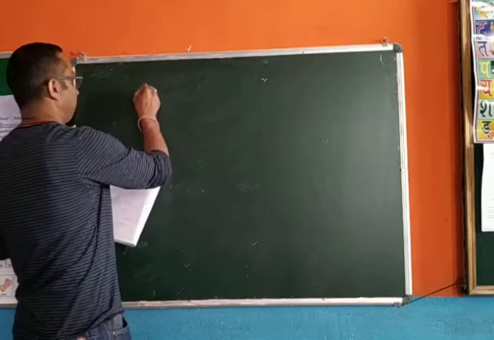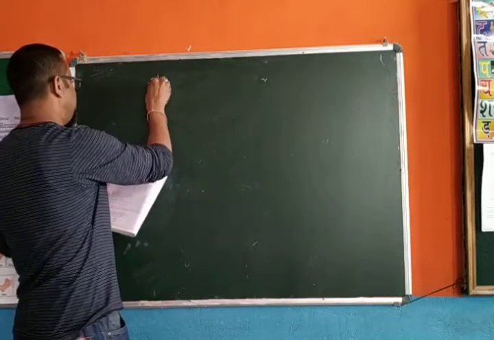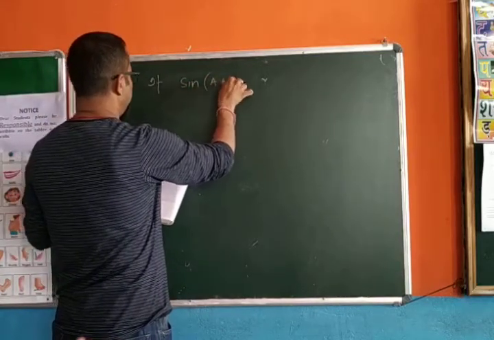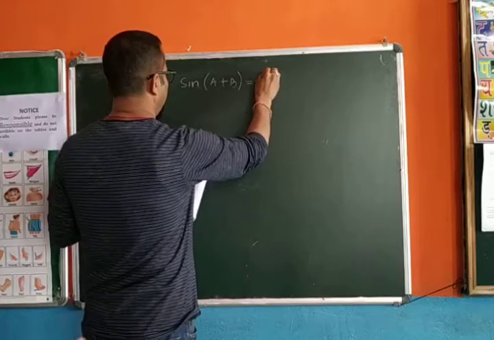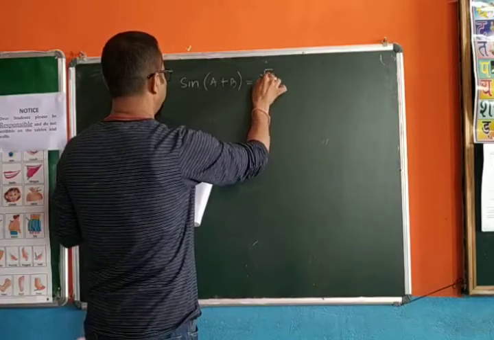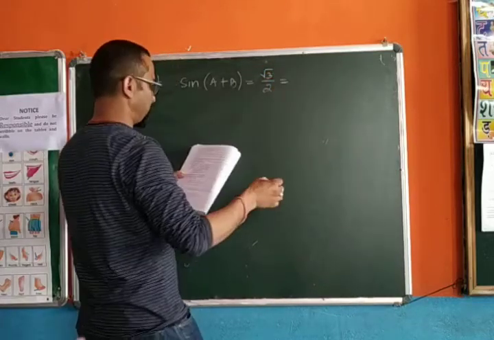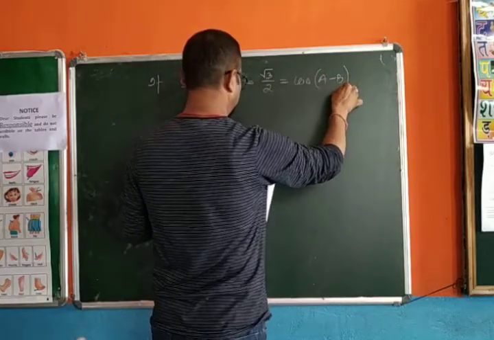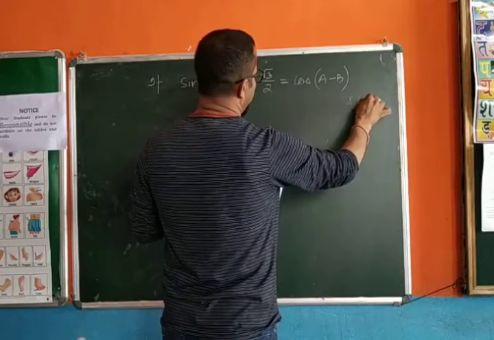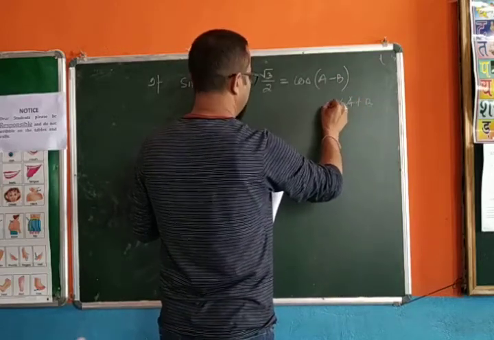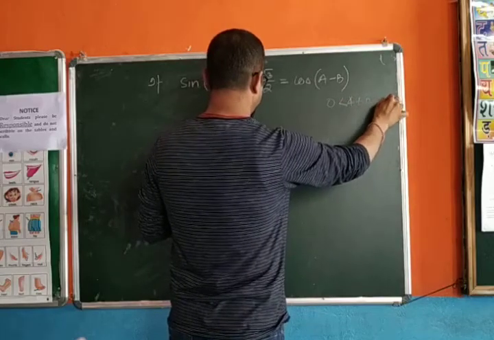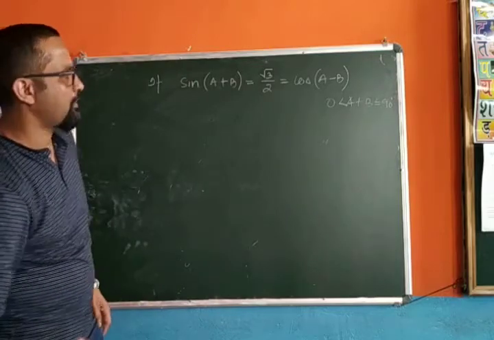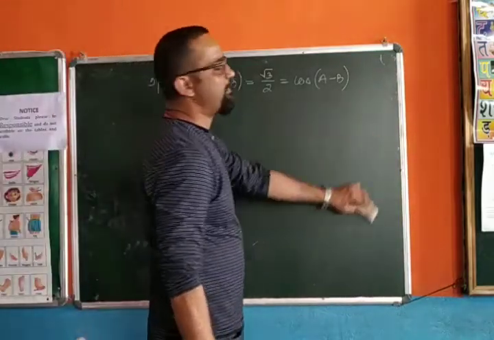Look at this. The question says that if sin a plus b is equal to root 3 by 2 equal to cos a minus b, a plus b is greater than 0, less than or equal to 90 degree. Find the values of a and b. It's not difficult, but it will be a bit lengthy.